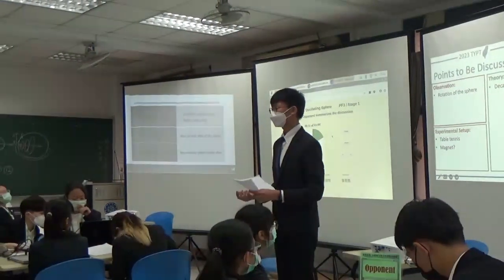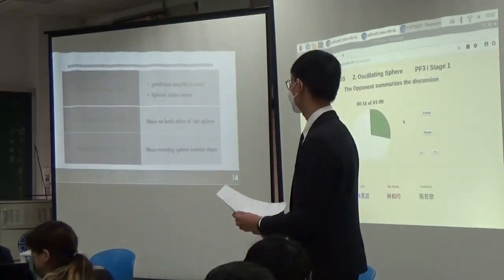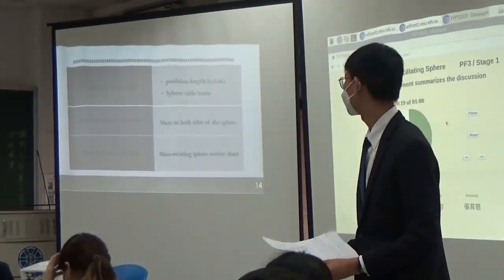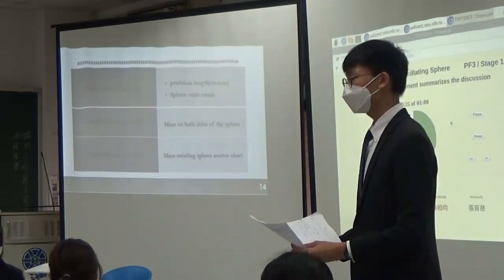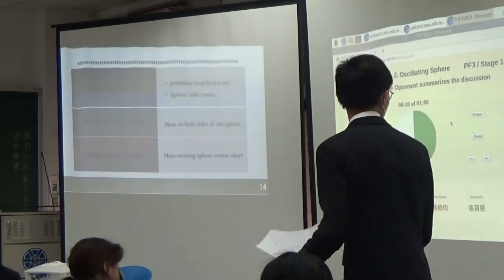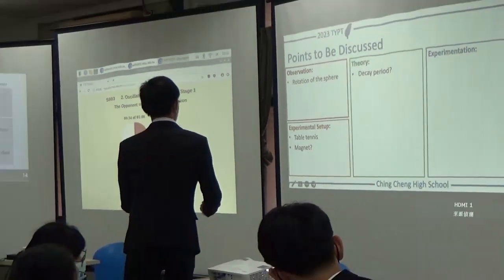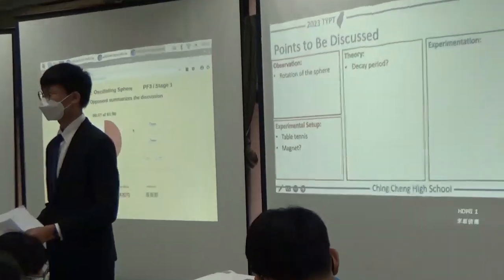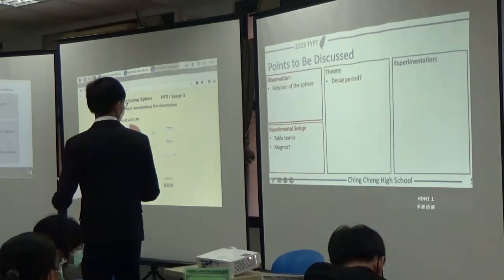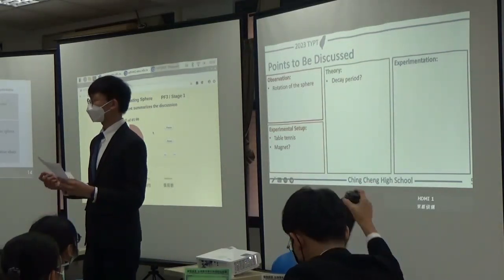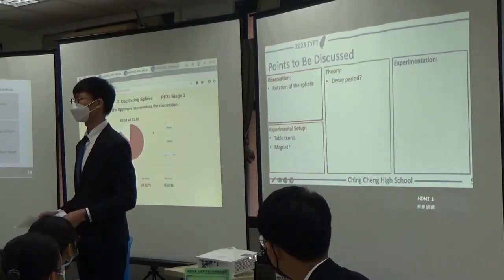In the discussion, I discussed the experiment setup of the conducting sphere and the non-conducting sphere regarding magnetic field damping. We talked about the non-balanced magnetic field and the balanced magnetic field. In the observation video, we discussed the rotation and the angular velocity of the sphere. And in the theory, we discussed that the decay is exponential. This is my summary of the discussion.